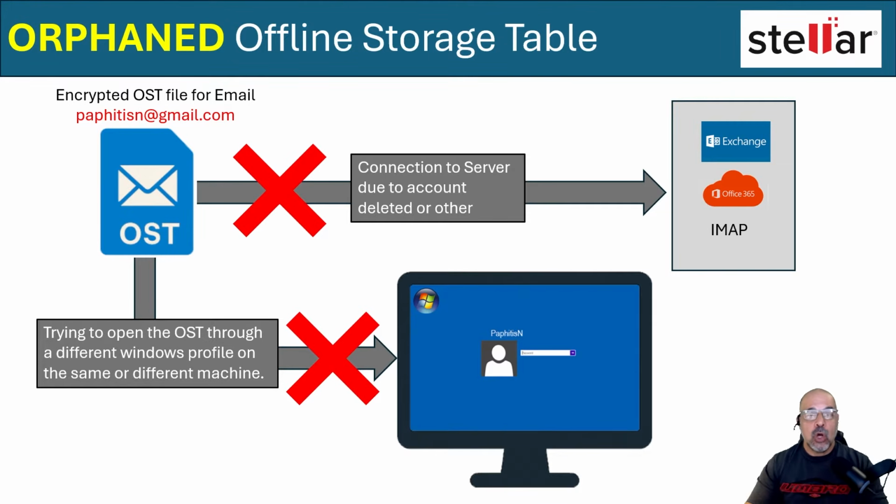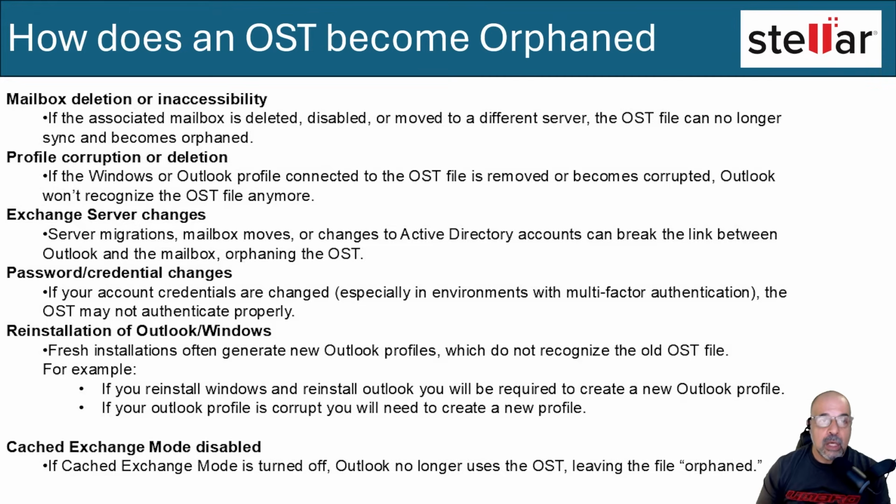Okay, so a lot of information about the authentication, connection to the server, and the Windows profile is stored and encrypted to create the OST file for a particular email account. So how can an OST be orphaned? Well, there's a number of ways. One of them will be mailbox deletion or inaccessibility.